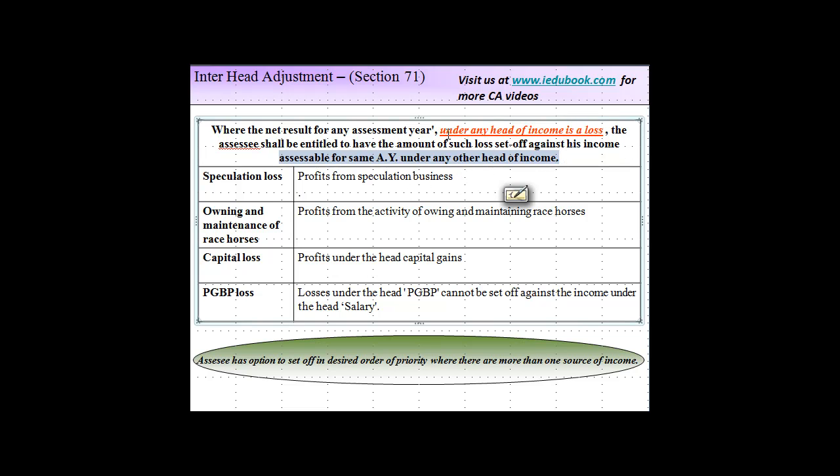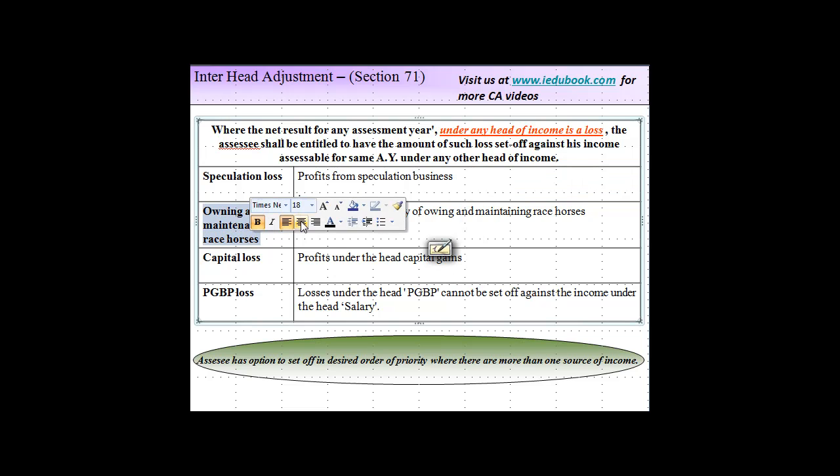So there was a loss under the head PGBP. You are entitled to set it off against other incomes subject to the following conditions. So the first condition comes in the case of speculation loss. A speculation loss can be set off only against the profit from the speculation business. So if you have a speculation loss, you can't set it off against any other income.